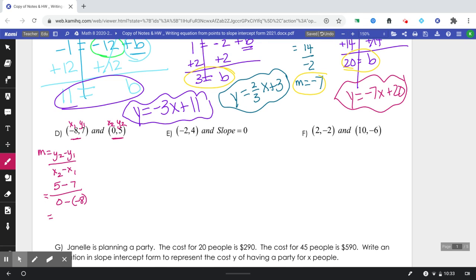Okay, we can do the math. Up top, 5 minus 7, keep, change. So 5 plus -7 is -2. On the bottom, keep, change. 0 plus 8, I get 8. So my slope is -2 over 8. I can reduce that to -1/4. Okay.